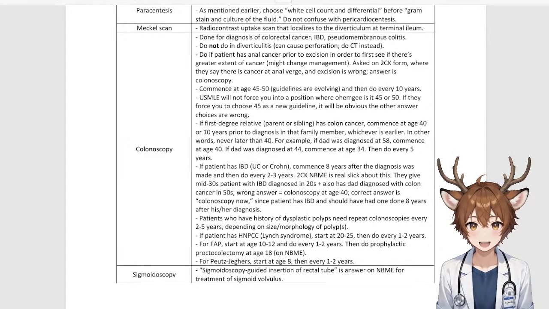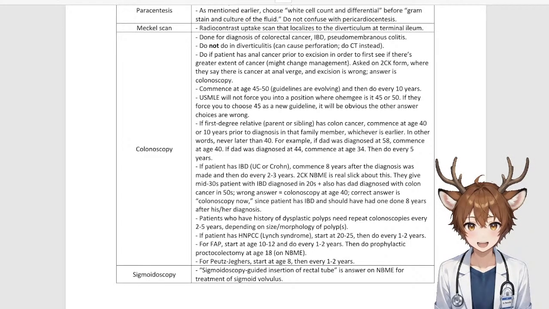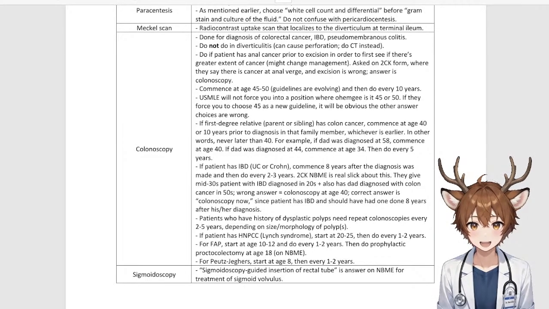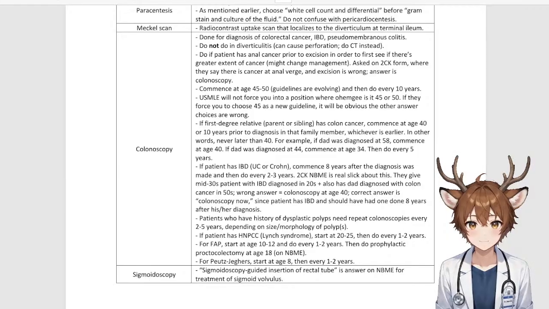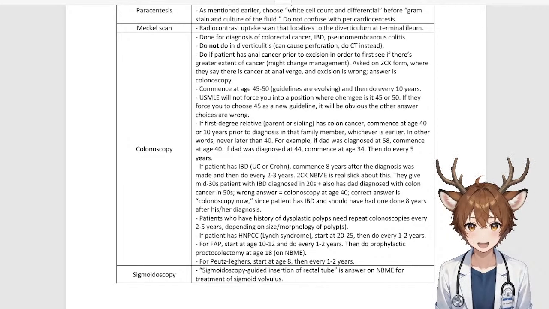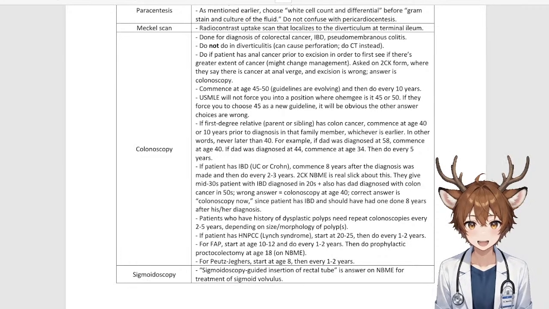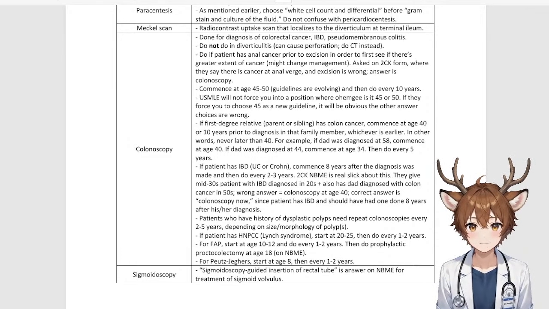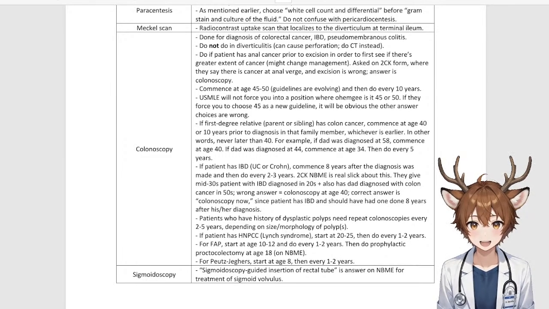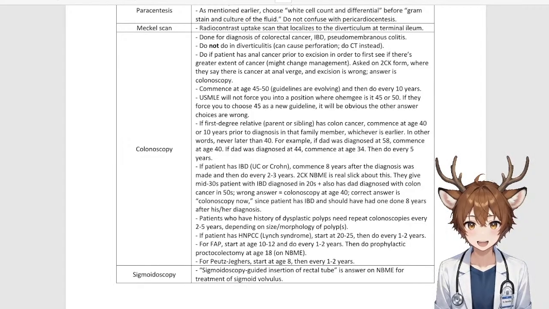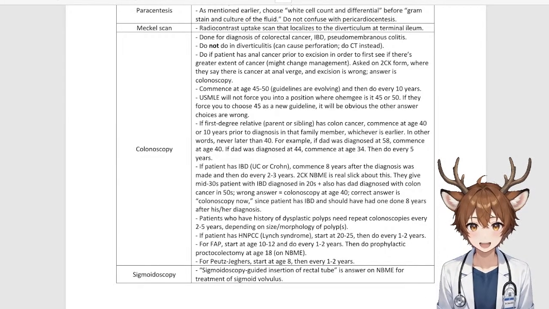If a first degree relative, parent, or sibling, has colon cancer, commence at age 40 or 10 years prior to the diagnosis in that family member, whichever is earlier. In other words, never later than 40. For example, if the dad was diagnosed at 58, commence at the age of 40. If dad was diagnosed at 44, commence at age 34. Then do every 5 years.